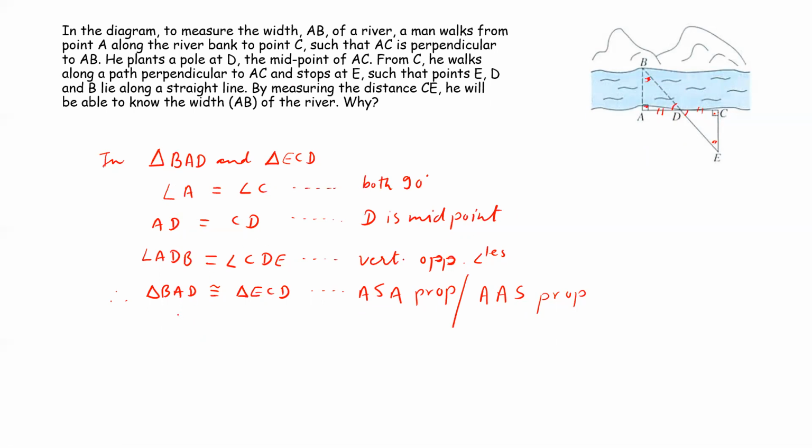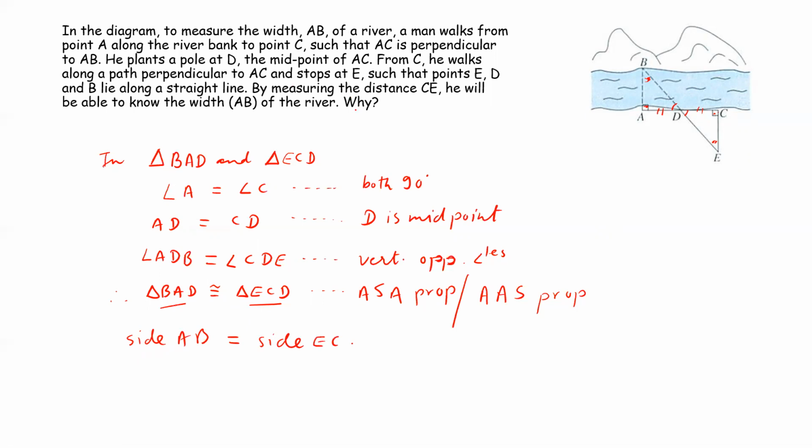So we got triangle BAD is congruent to triangle ECD. And once you have this, you can always say any of the remaining three. So from those three, all we need to say is that side AB will be congruent to, or equal to, side EC.